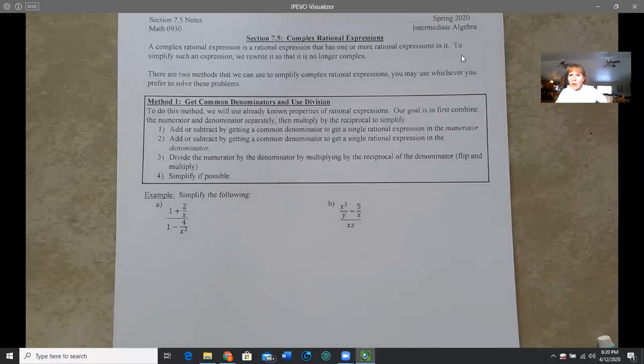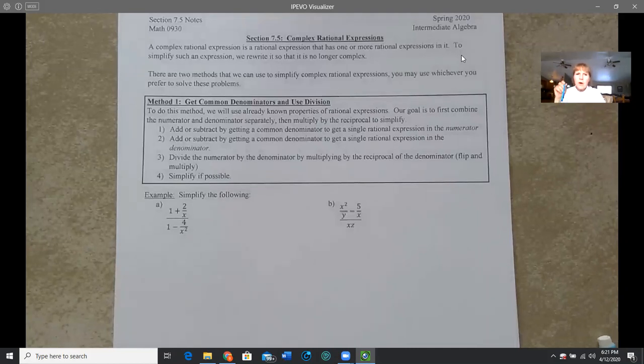Hi there. Well, I think what we're going to do is try to look at section 7.5, and then we only have 7.6 and 7.7. Now, I'm going to email this to you, but we're going to go in a little different order than what's emailed. So when we're looking at this, we're going to be looking at complex fractions.